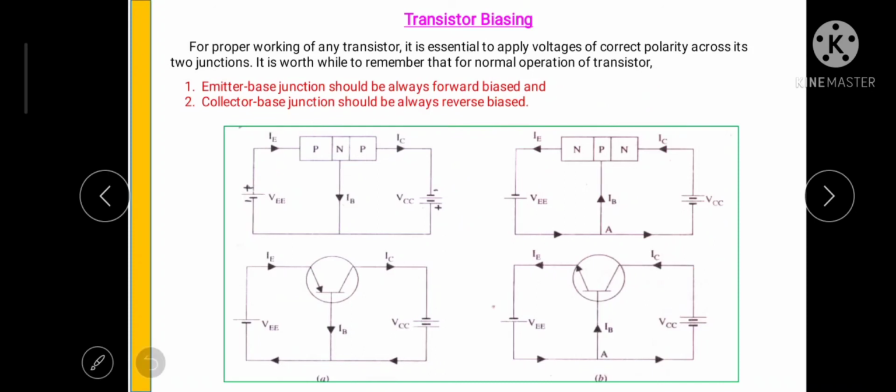Friends, in case of transistor biasing, we have to memorize that unless these two rules are followed in the proper way, the transistor will not work at all. So we have to take utmost care for proper biasing of the transistors.